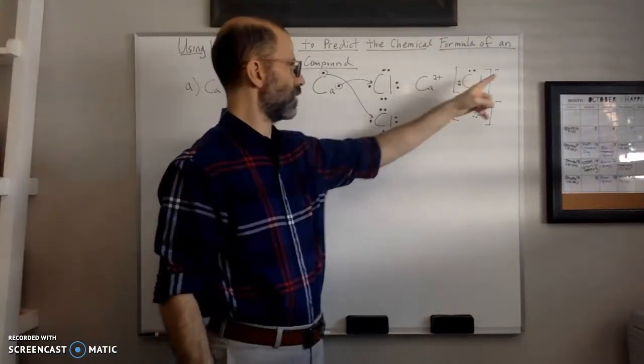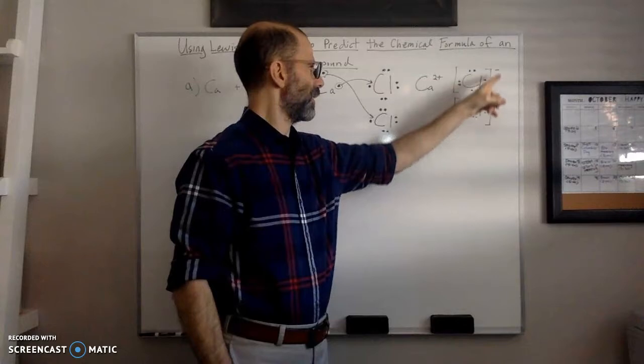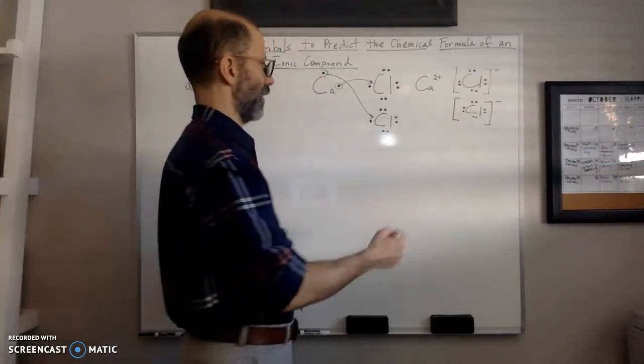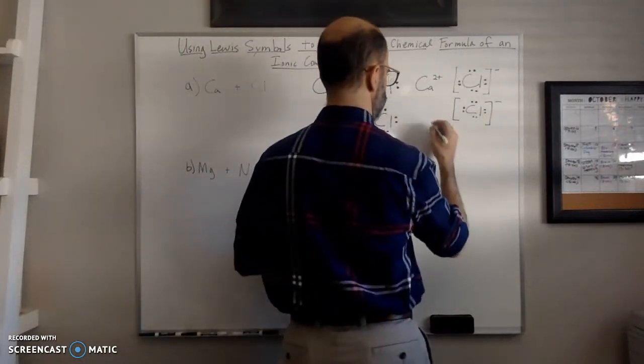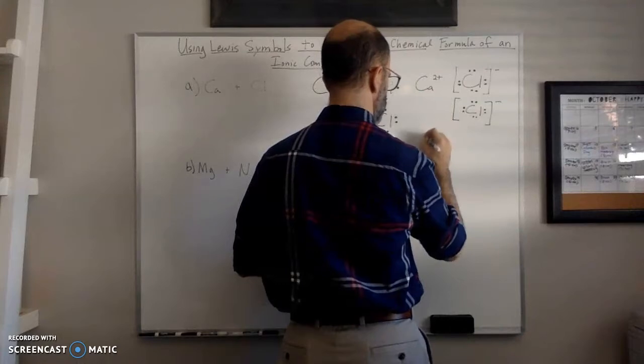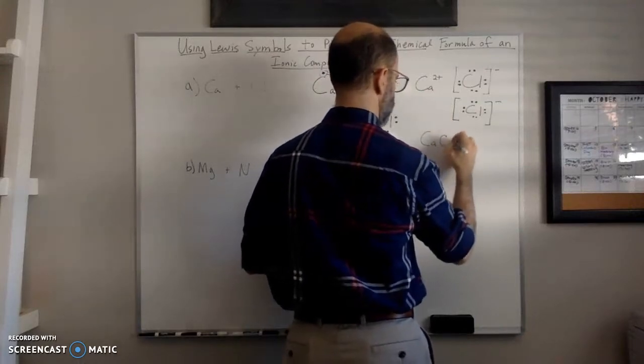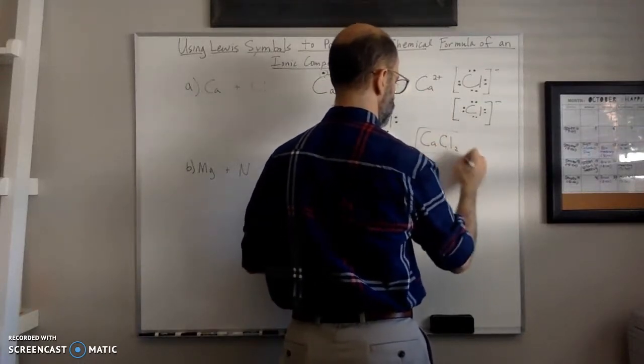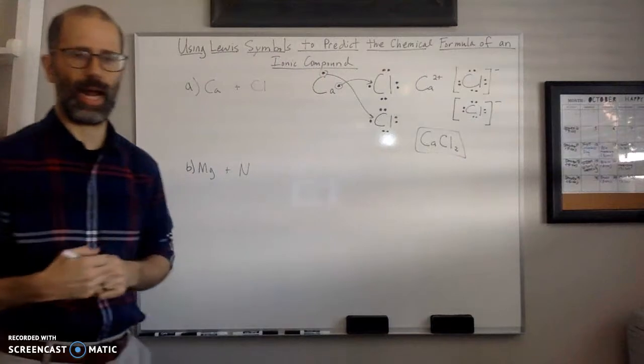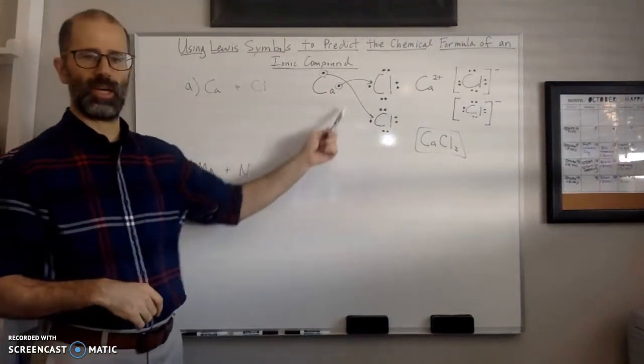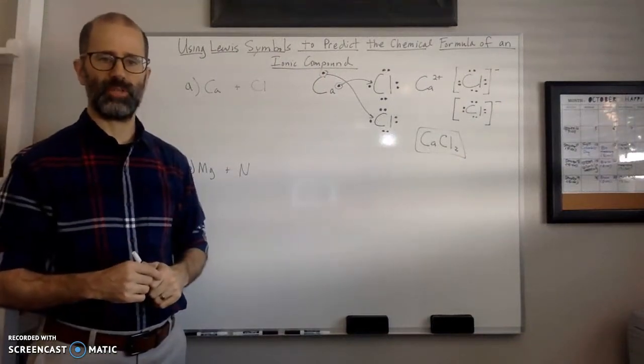So this has a 2+. We have 2 negative charges. So we need 2 chlorine for every 1 calcium. So that's going to be CaCl2. So that would be the formula that I would predict based on the Lewis symbols that we're using.